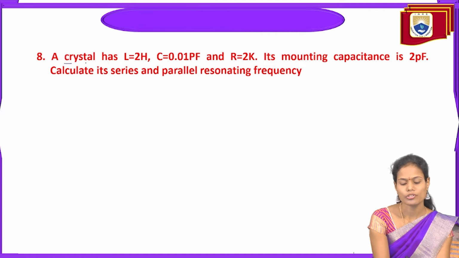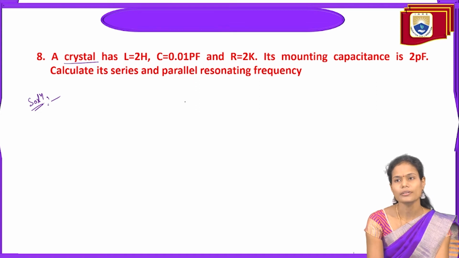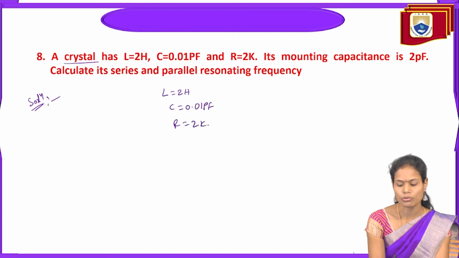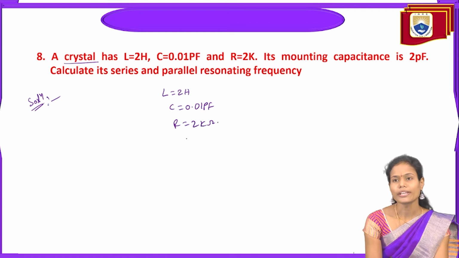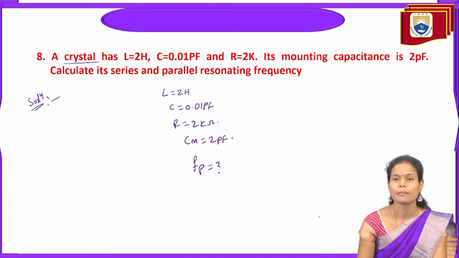And next problem belongs to the crystal oscillator here. So in the case of a crystal oscillator, we are going to utilize the resistor, capacitor and inductor components. So that's why in the problem they given it as inductance value 2 henries, capacitance value as 0.01 picofarads and the resistance value as 2 kiloohms. And the mounting capacitance Cm is given it as 2 picofarads. So here we need to find the parallel resonant frequency of this crystal oscillator by utilizing the formula of the parallel resonant frequency. So this problem we already discussed in the problems on oscillator session.